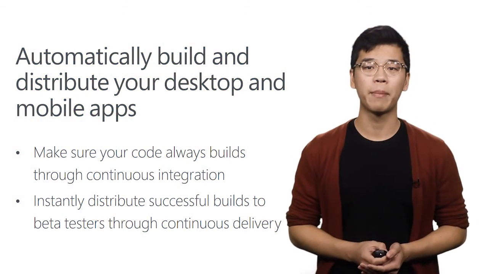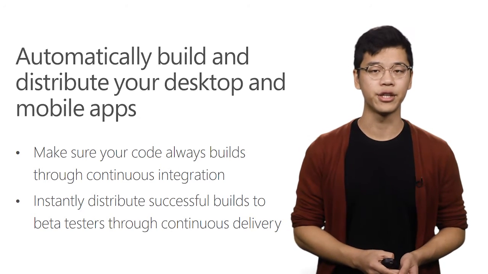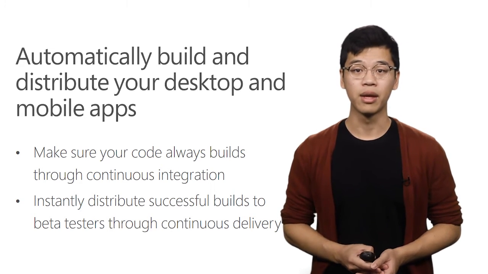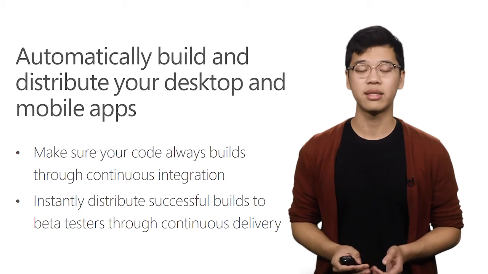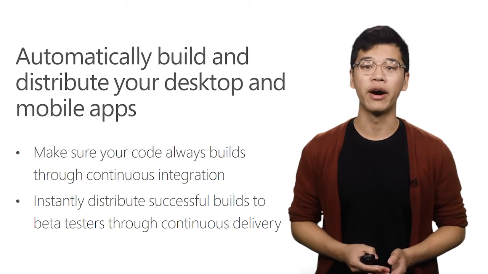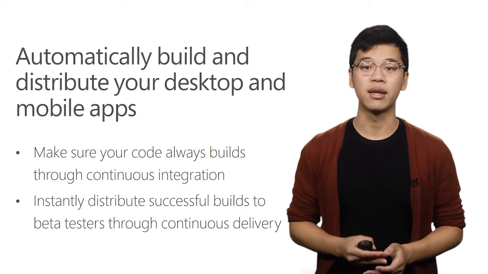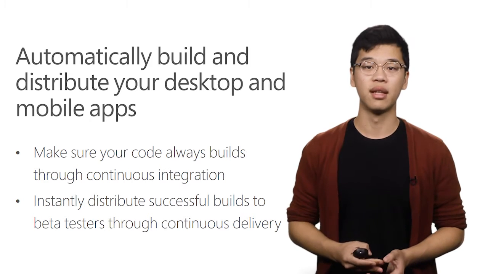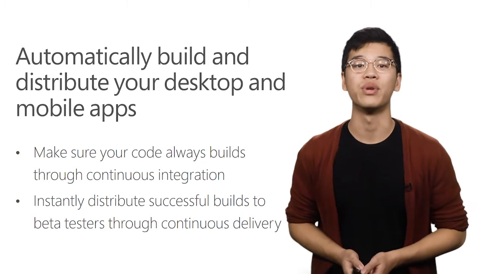Now, before we talk about how you can build in App Center, let me quickly explain to you how continuous integration and continuous delivery work. Continuous integration, also known as CI, allows you to constantly build your apps and catch bugs before they reach production. Continuous delivery, also known as CD, allows you to continuously deliver your app changes safely to your users, allowing them to always have the most recent version.